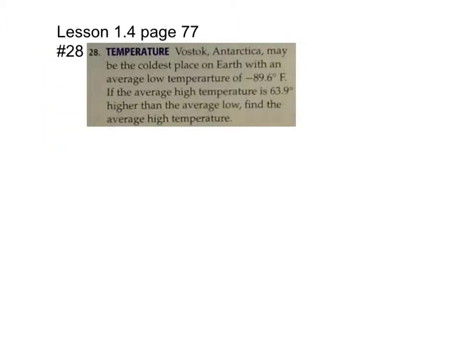The first problem is from 1-4. This is number 28. It's found on page 77 of your book. This one is talking about temperature. So Vostok, Antarctica may be the coldest place on Earth with an average low temperature of negative 89.6 degrees Fahrenheit. If the average high temperature is 63.9 degrees higher than the average low, find the average high temperature. So I'm going to start with a number line.